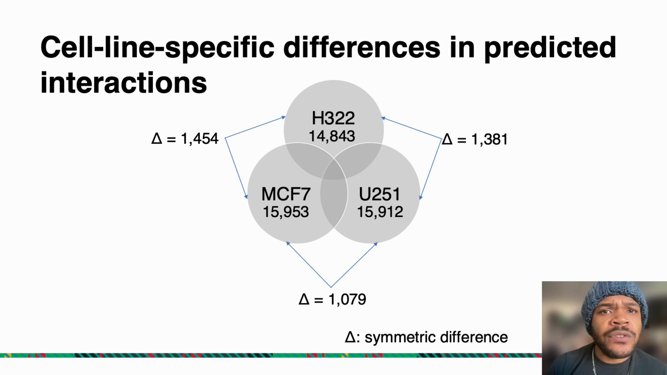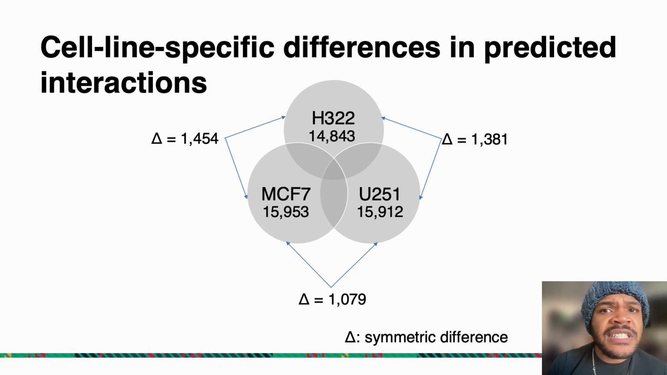We had available data for the cell lines shown here. H322 corresponds to lung tissue, MCF7 corresponds to breast tissue, and U251 corresponds to neural tissue. Our model produced interactions across all three cell lines that were shared broadly, that were shared in common.